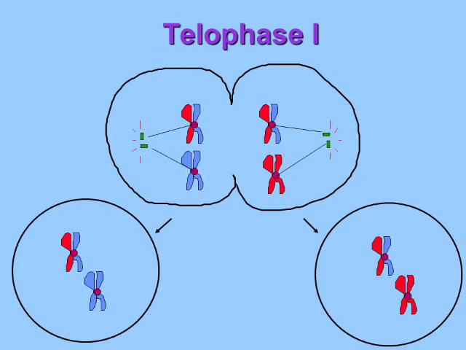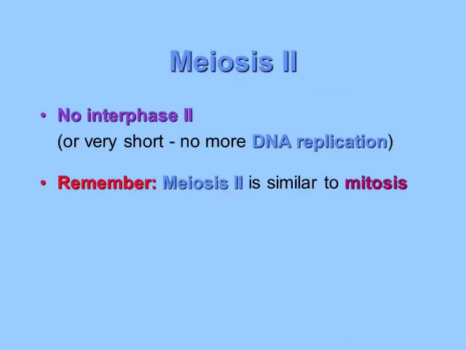During telophase I, the chromosomes are enclosed in nuclei. The cell now undergoes a process called cytokinesis that divides the cytoplasm of the original cell into 2 daughter cells. Each daughter cell is haploid and has only one set of chromosomes, or half of the total number of chromosomes of the original cell. Meiosis II has no interphase II, or a very short one, with no more DNA replication. Remember that meiosis II is similar to mitosis.